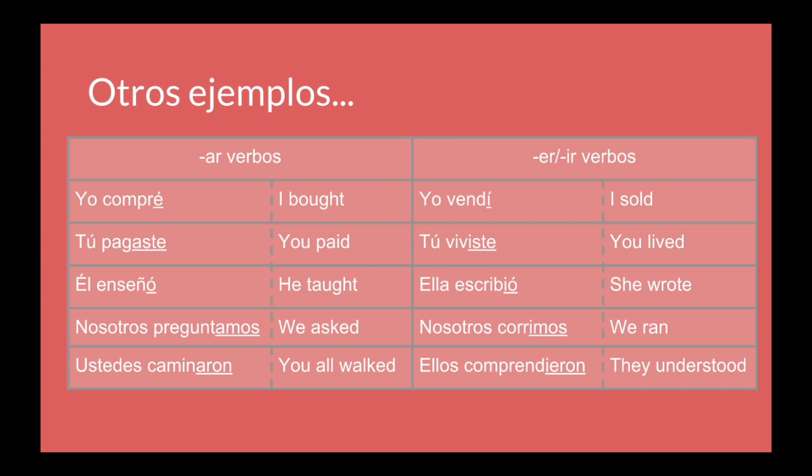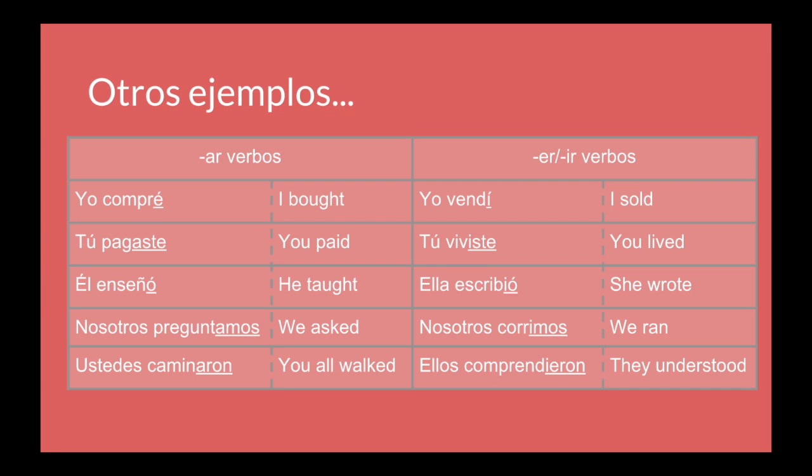First, please notice the importance of the accent marks. There are extra accent marks in the preterite tense. Also, notice the nosotros form is actually the same as the present tense. So listeners or readers would have to use context clues to determine if the person was talking or writing about the present or the past tense.